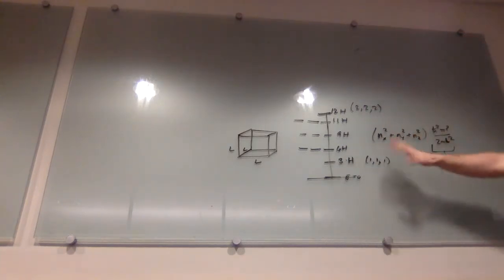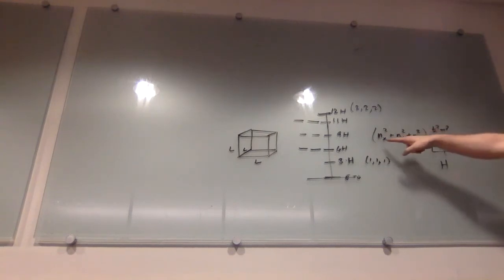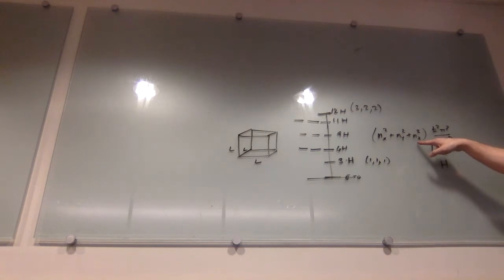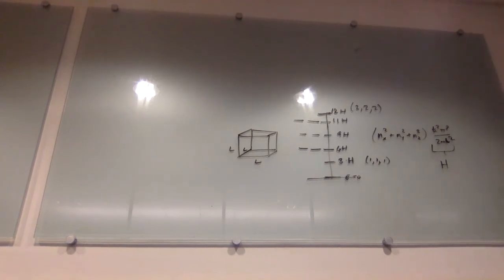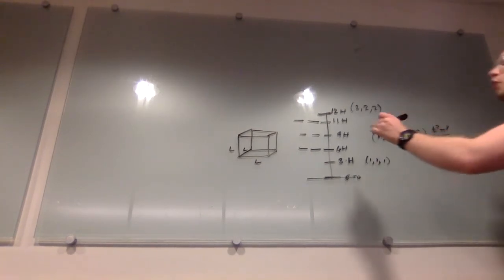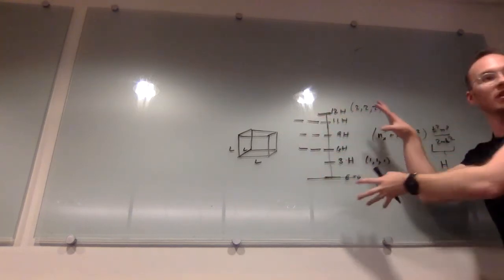You'll never have to, I'm sure he'll never give you a problem with that many. Because 1, 2, 3 would be 9 plus 4 plus 1, which is 14. The point is that we don't have to worry too much about more than basically this.